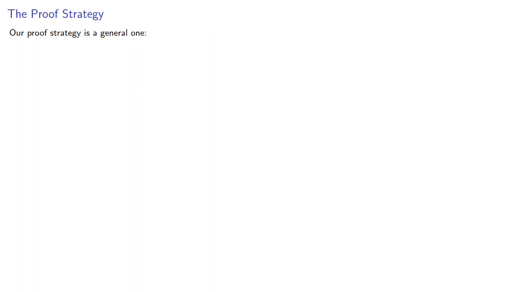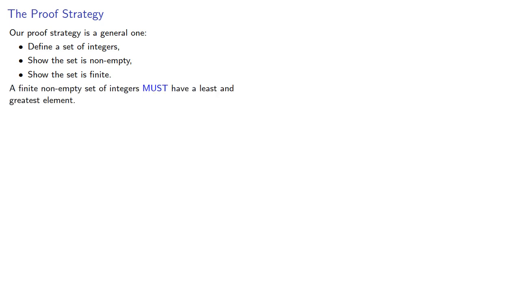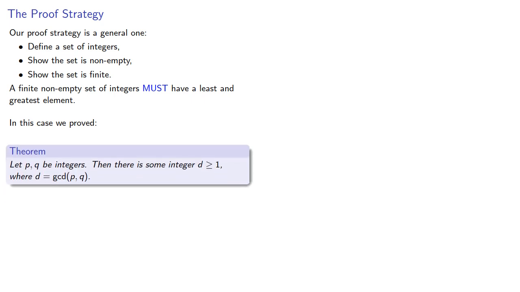Our proof strategy is actually a general one. We define a set of integers, we show that the set is non-empty, and then we show that the set is finite. And this relies on the following idea: a finite, non-empty set of integers must have a least and greatest element. And in this case, we proved that if P and Q are integers, there's some integer D that is the greatest common divisor of the two.